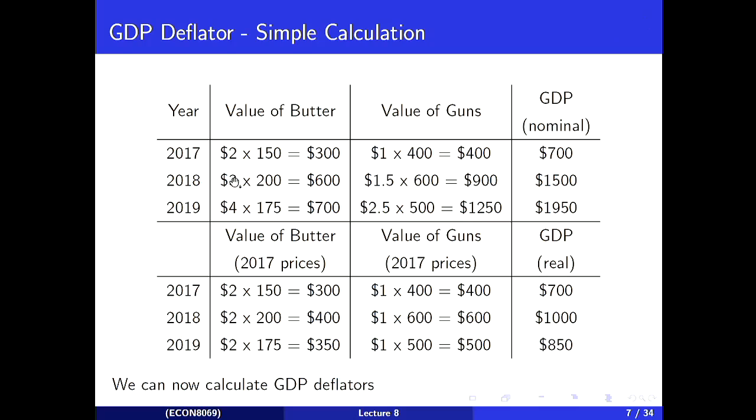If the nominal value of butter was $2 and the value of guns was $1 in 2018, suppose that was the case, we did that example, then when I ran these numbers I would get 2 times 200 is 400, 1 times 600 is 600, so I would get a nominal GDP of $1,000 in 2018, which would be the same as the real GDP in 2018.